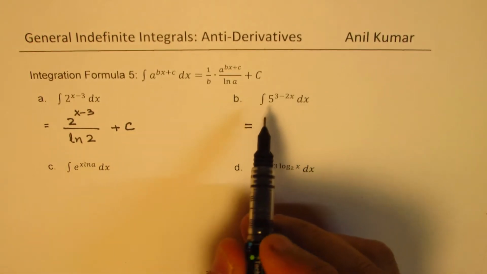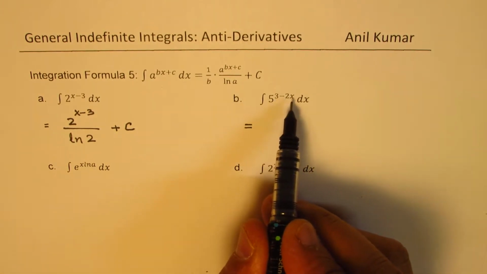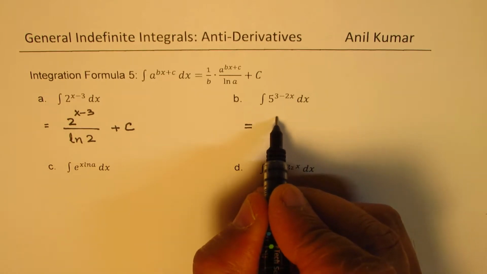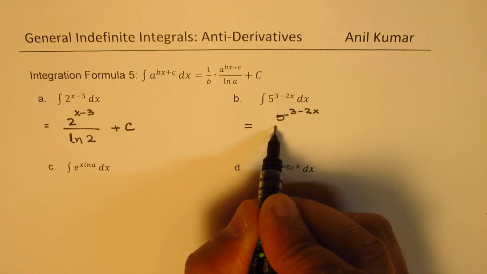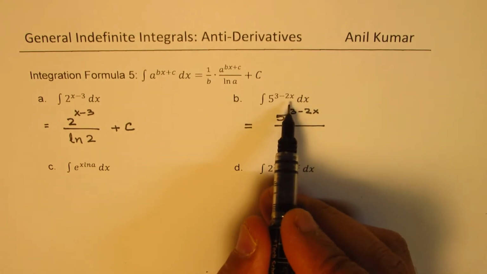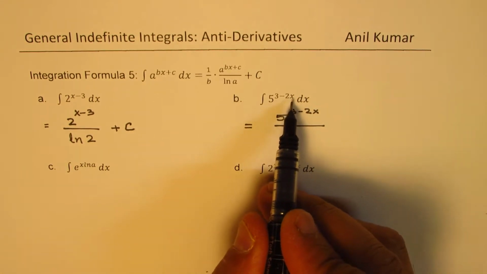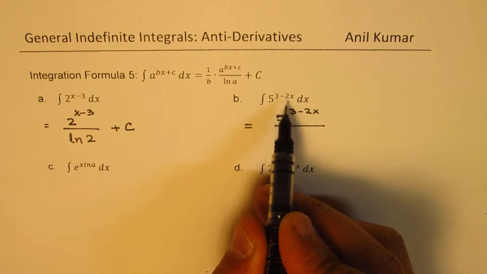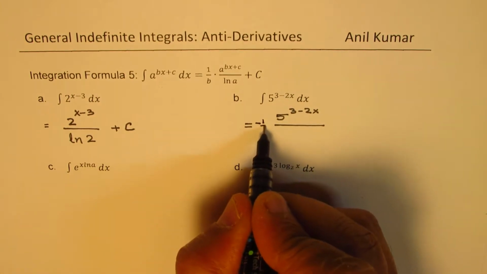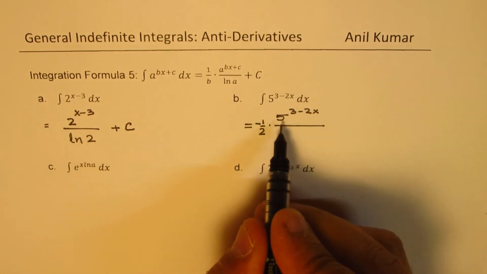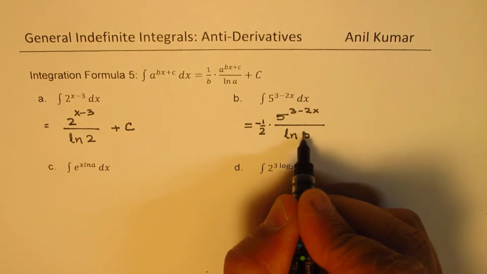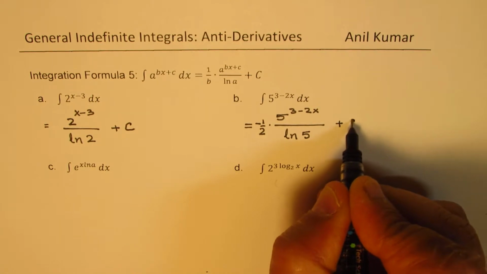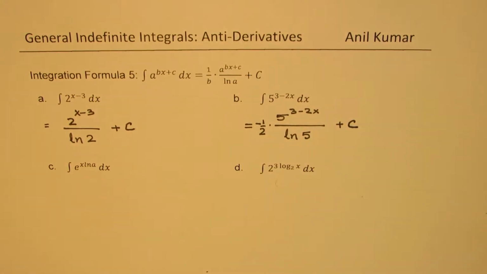For part b, it is 5 to the power of 3 minus 2x. So this will be 5 to the power of 3 minus 2x. Now here, what should you divide by? The coefficient of x is minus 2, right? So we'll write here minus half, correct? Ln of the base, which is 5. So we get ln 5 here plus c. So that becomes the solution.